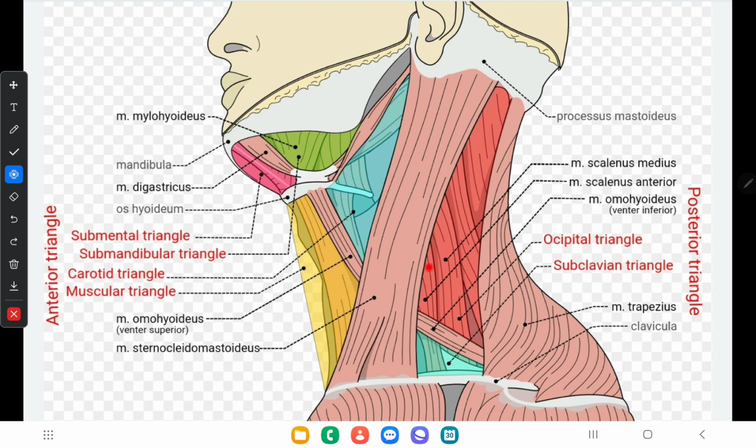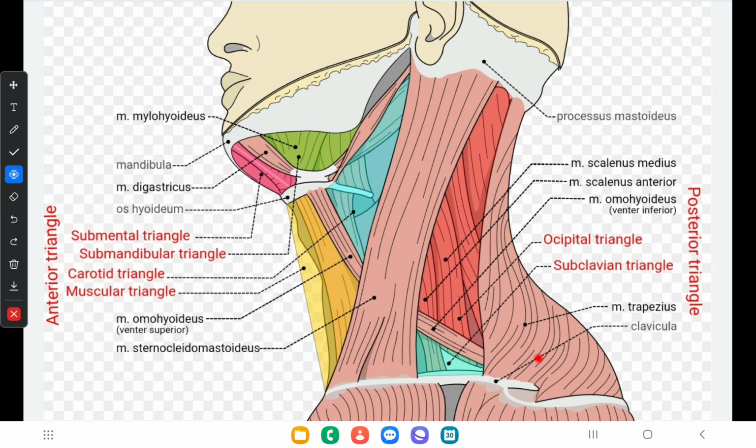Again, the posterior triangle is divided into two subdivisions: the upper larger part is the occipital triangle and the lower smaller part is the subclavian triangle. It is divided into the occipital triangle and the subclavian triangle by the inferior belly of the omohyoid muscle. The posterior triangle is an important region of the neck because it communicates with the axilla via the cervico-axillary canal, which gives passage to neurovascular structures from the posterior triangle to the axilla for onward transmission to the upper limb.